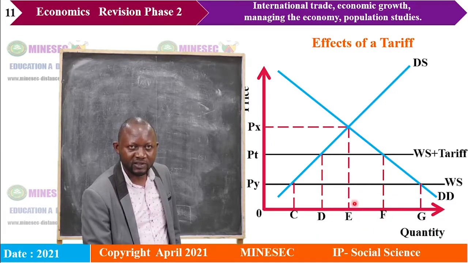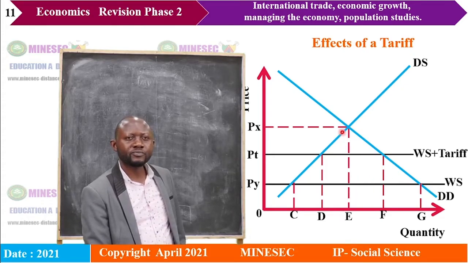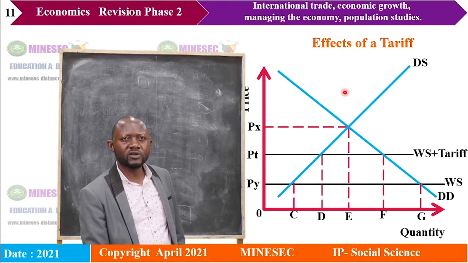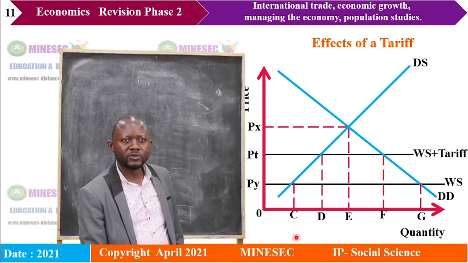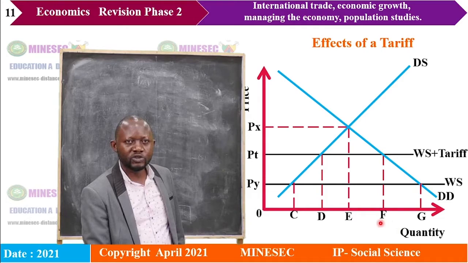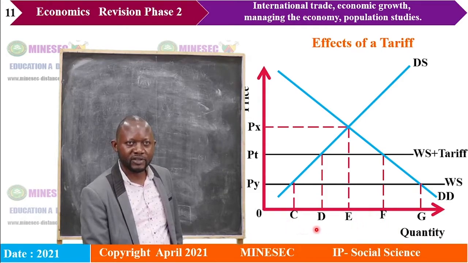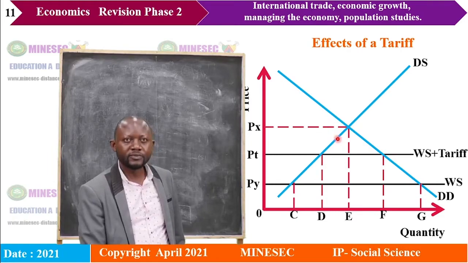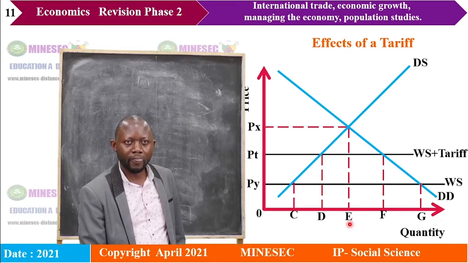FD now represents imports. So in summary, the effect of a tariff will be that the price of the commodity is going to rise, imports are going to reduce, production will be encouraged given that the price is increasing, and consumption is going to be discouraged. Those are the main effects that we observe from this diagram.